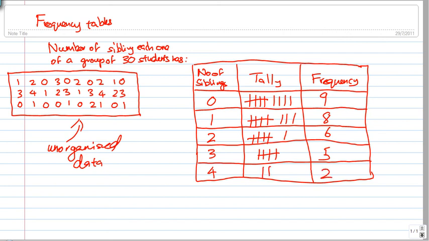Alright, so this is what is known as a frequency table. Now in fact, normally we can use a histogram to display the information given in a frequency table. So that will be for the next lesson.